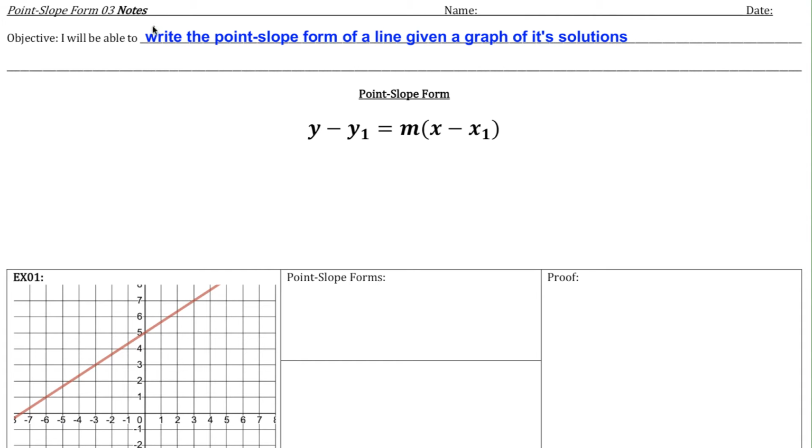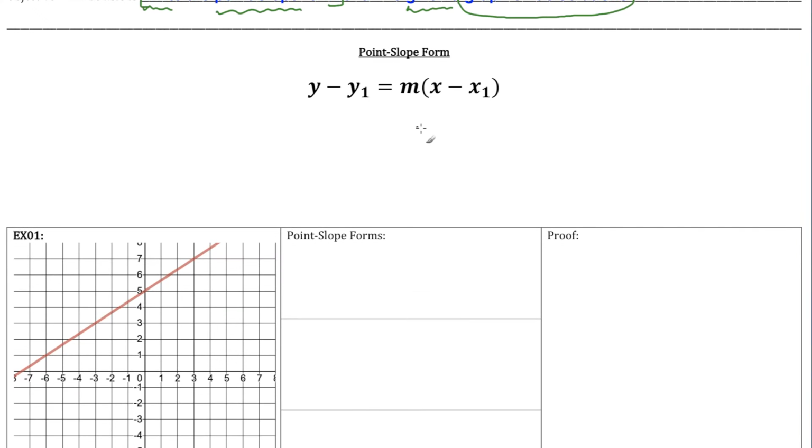All right, in this lesson, we're going to write the point slope form. So, write point slope form of a linear function given a graph of its solution. We're going to be given a graph, and we will write a linear equation for that graph in point slope form. So let's review point slope form.